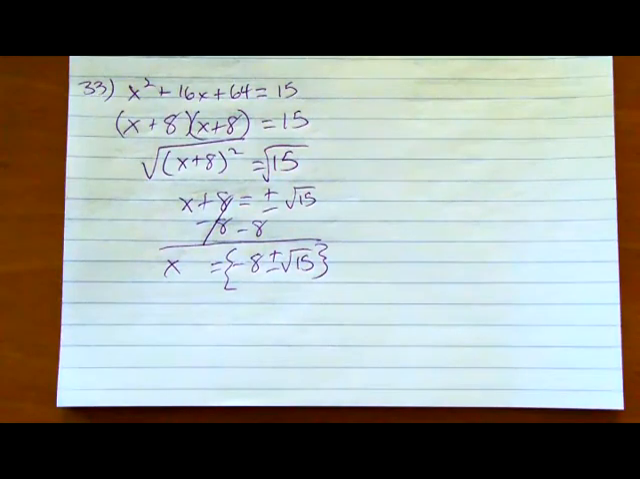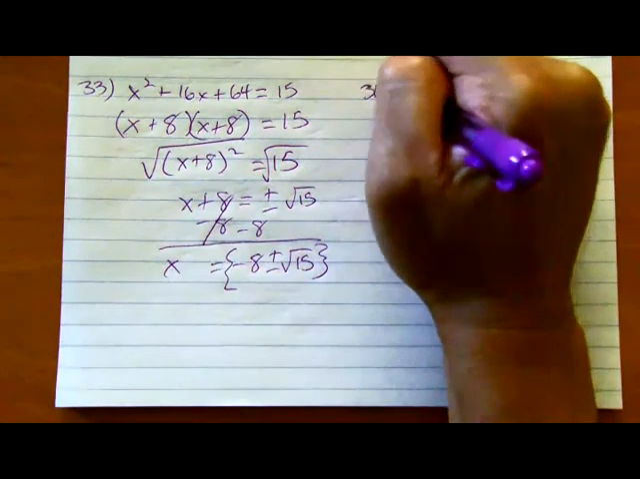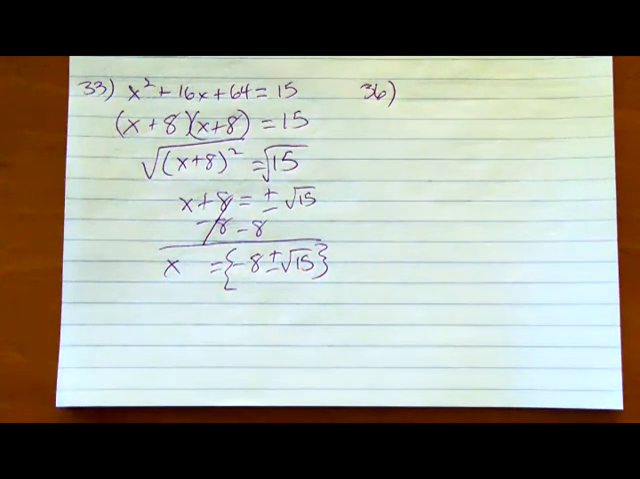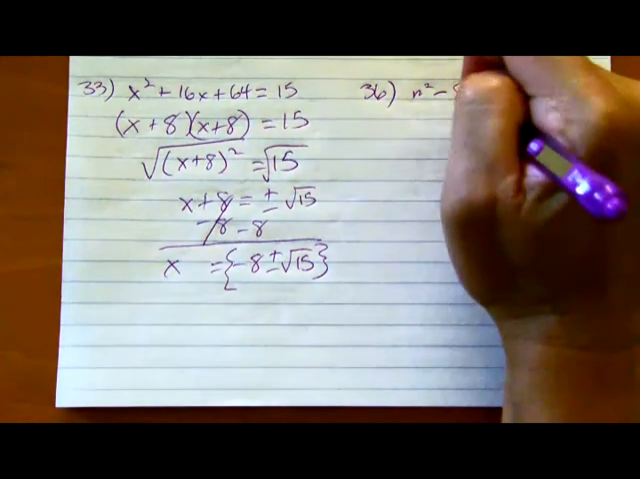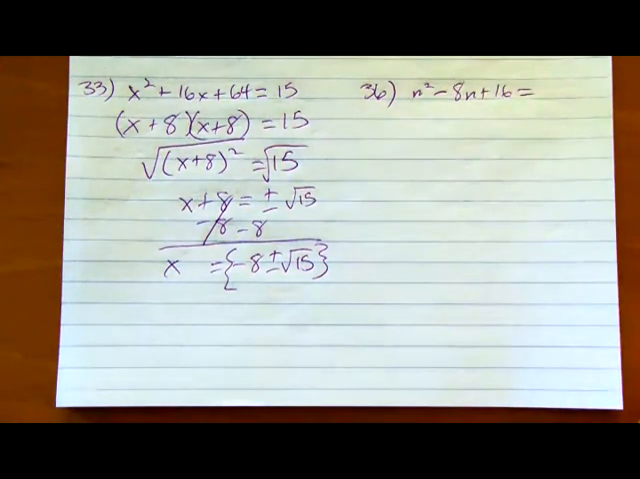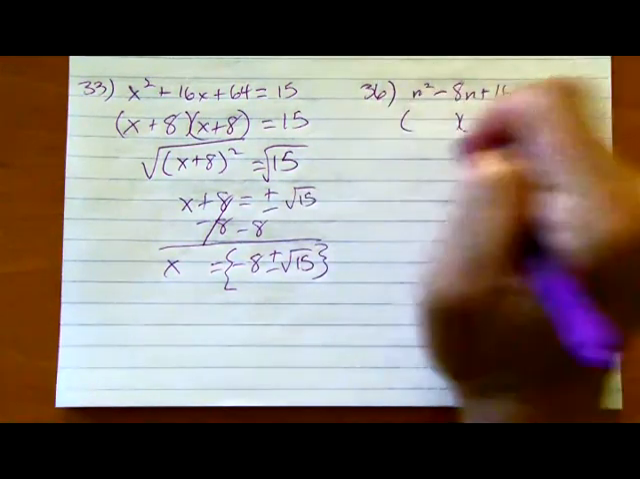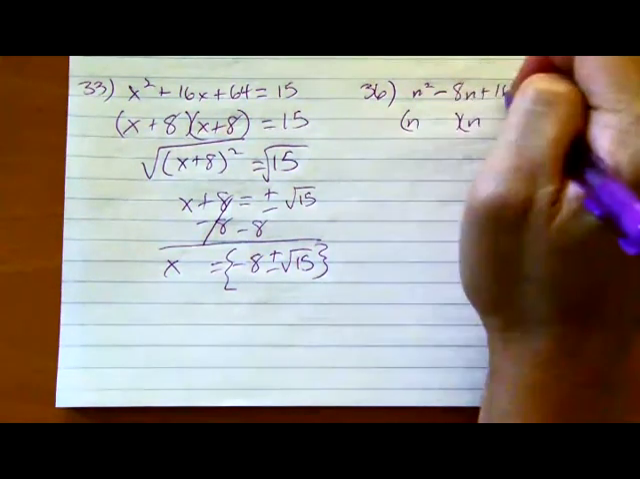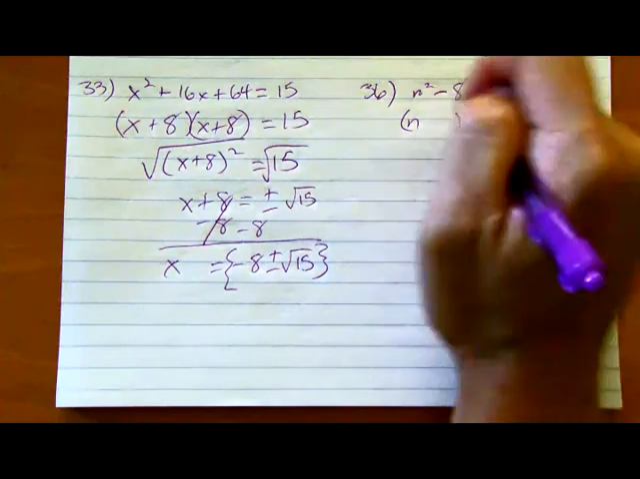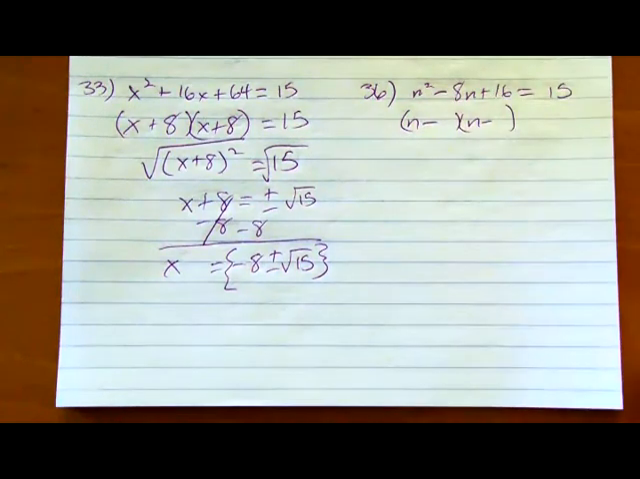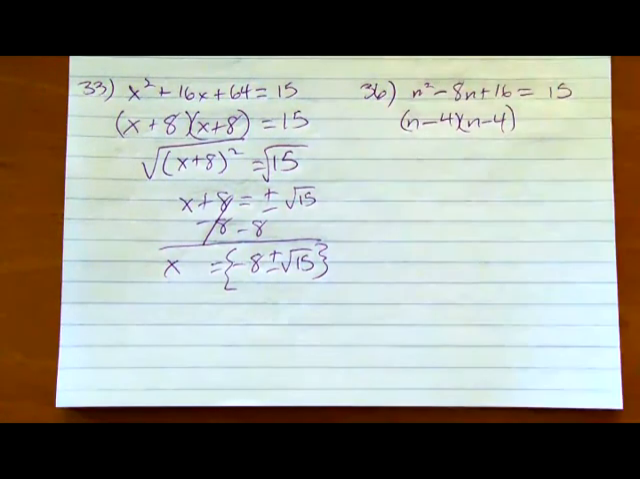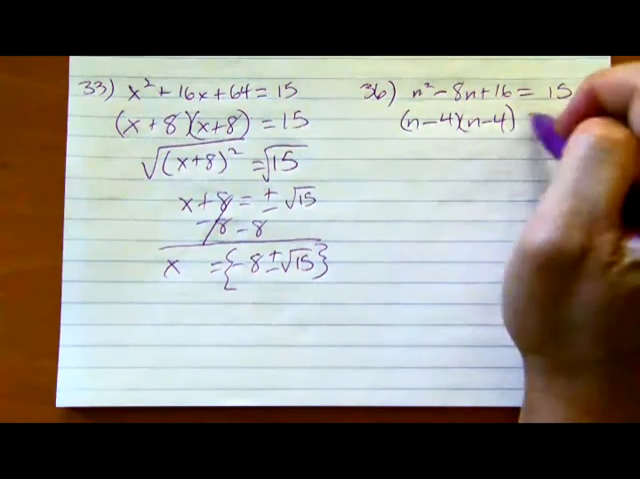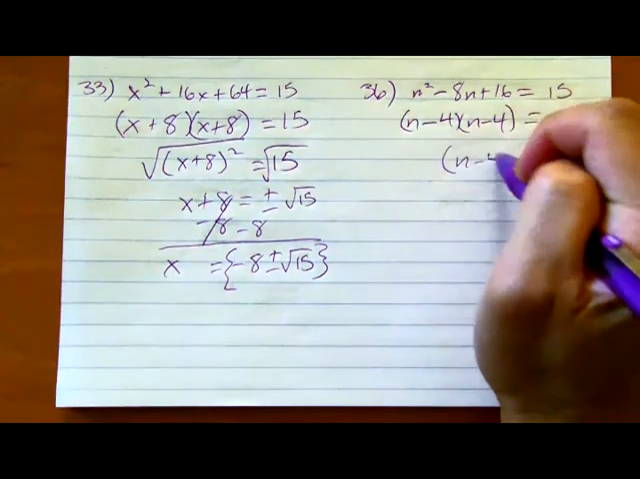Okay, last one. 36. N to the second minus 8n plus 16 equals 50. N and n, we need a positive 16. So the sign's got to be the same. Since we need a negative 8 in the middle, it's minus and minus. Two numbers that give us 16. 4 and 4. That'll give us 8 in the middle. Okay, so n minus 4 squared is equal to 15.